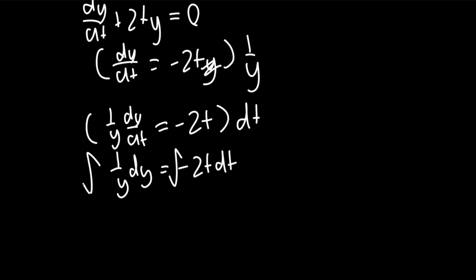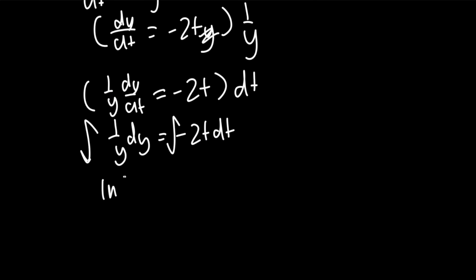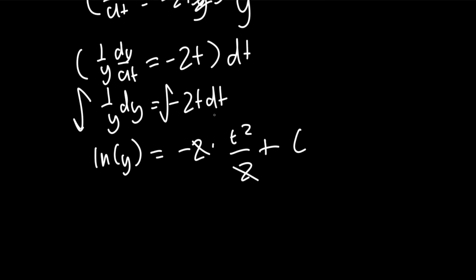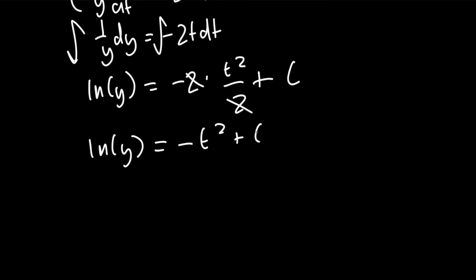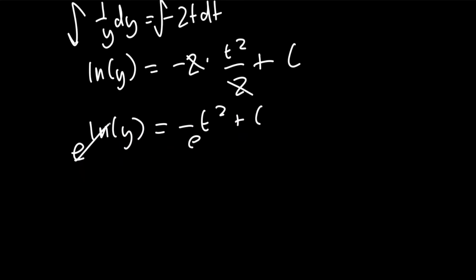Integrate both sides. Kind of screwed up that integral symbol. So that becomes ln y equals minus 2 times t squared over 2. And those 2's cancel out, but that minus remains. And so does that c, because that's an unbounded integral, that c just sort of appears. So we're left with minus t squared plus c, and then take the e of both sides, and that ln cancels out. y equals e to the minus t squared plus c.